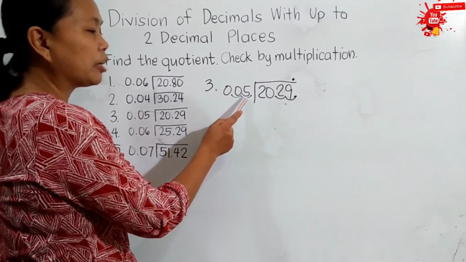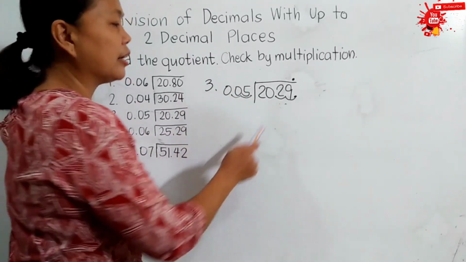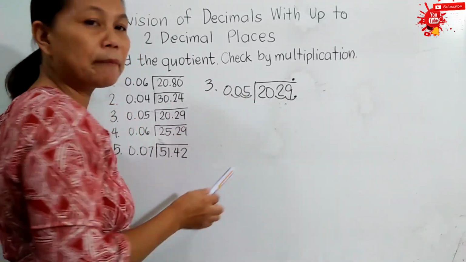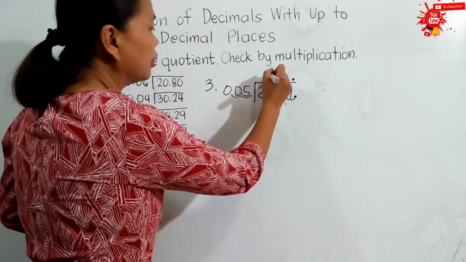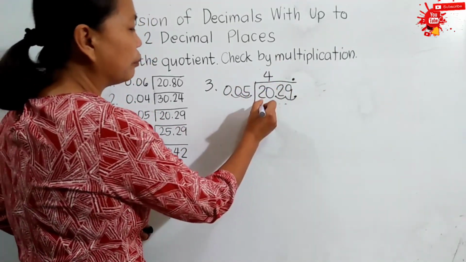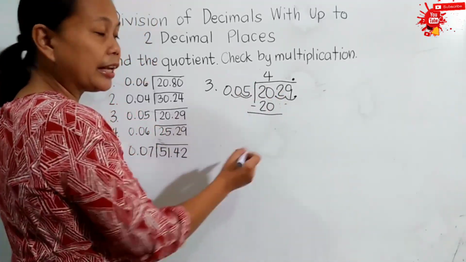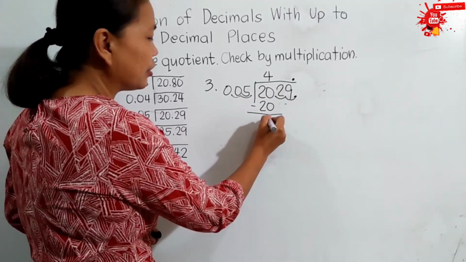So, itong 2 divided by 5, so hindi pwede. Kaya gagawin natin 20. So, 20 divided by 5 is 4. And then, multiply naman ulit. So, 4 times 5, 20. And what is 20 minus 20? So, it's already 0.